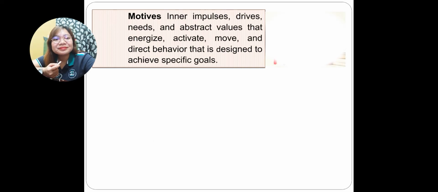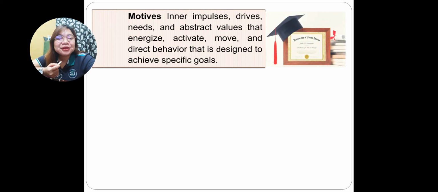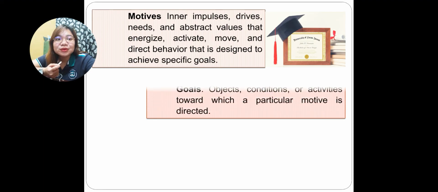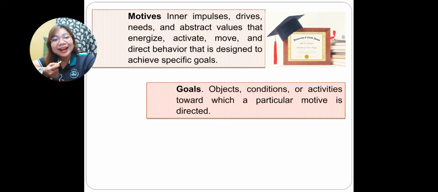Okay? For example, your motive is to finish school. So what you do is you study well. Okay? Next, objects, conditions, or activities towards which a particular motive is directed. What are goals naman niya, class? Goals, these are object or condition wherein your motive is directed.